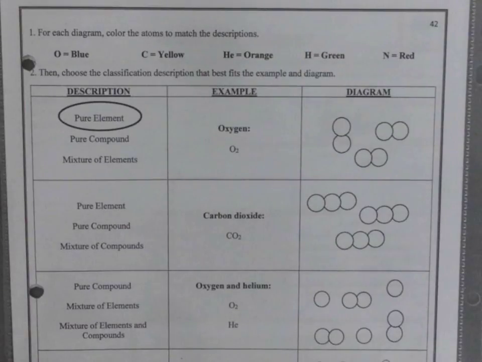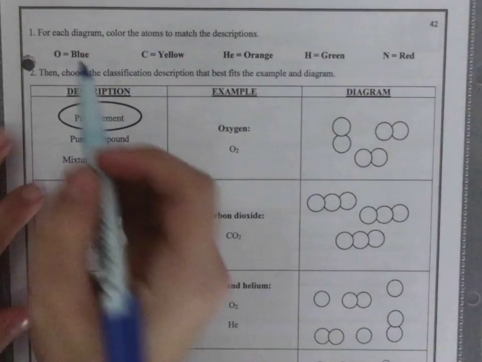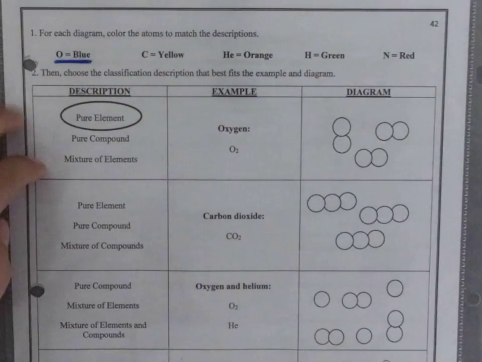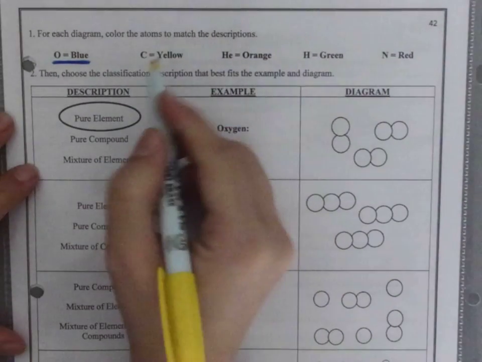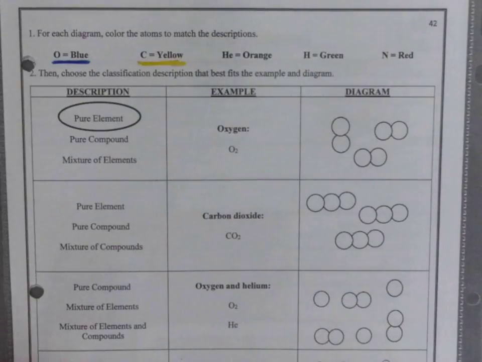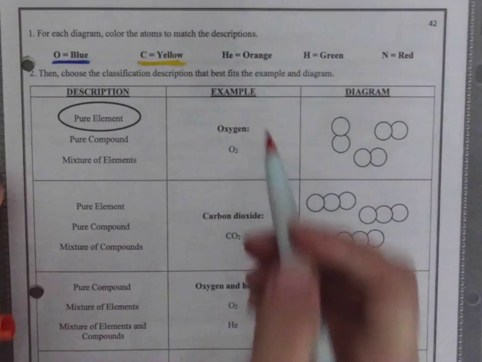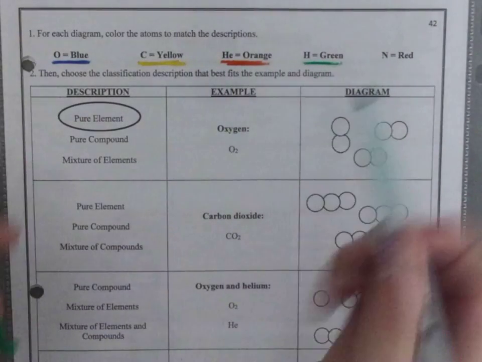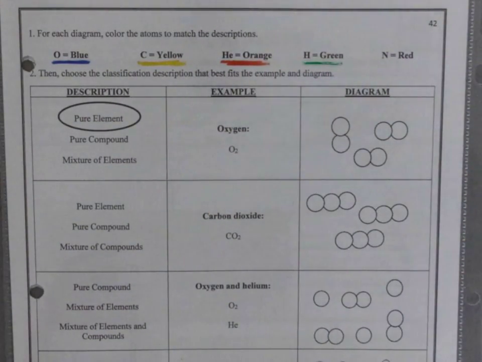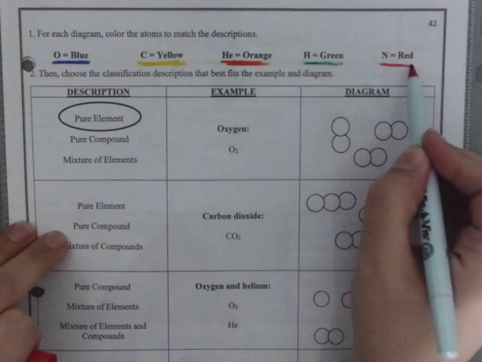The next page says for each diagram, you're going to color the atoms to match the descriptions. So the O's are going to be blue. O's are oxygen, they're going to be blue. The C's are carbon, they're going to be yellow. The HE's, helium, they're going to be orange. The H's, hydrogens, will be green. And the N's, which are nitrogen, will be red.